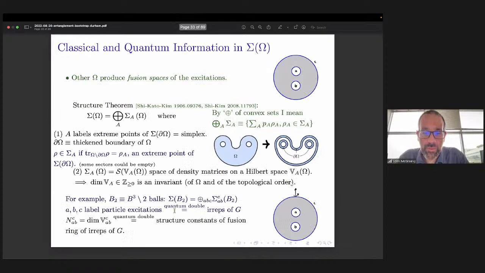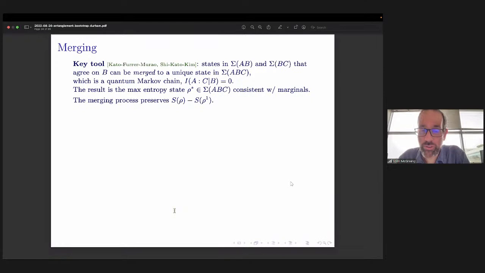Okay, so I think I have two more slides of introduction to entanglement bootstrap, and then we'll take a break. So bear with me for another minute here. A key tool for proving these results, the simplex theorem and the structure theorem, is this notion of merging. It's the statement that given states in the information complex sets of two regions that overlap, right? So A, B, and B, C, they overlap on B, and they agree on B. So the reduced density matrices on B are the same. Then they can be merged to a unique state in the information complex set of ABC. In general, this problem of combining density matrices which agree, this quantum marginal problem, is a really difficult problem, which is not solved in general. But here, because of the extra assumption of the axioms, there's actually a unique solution. So it's a very, very powerful statement.